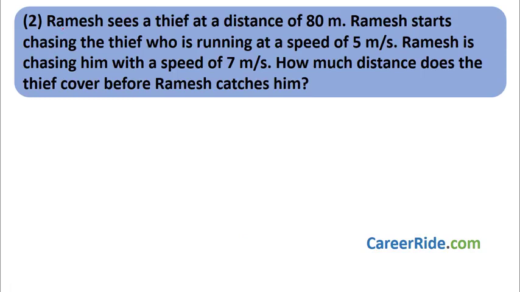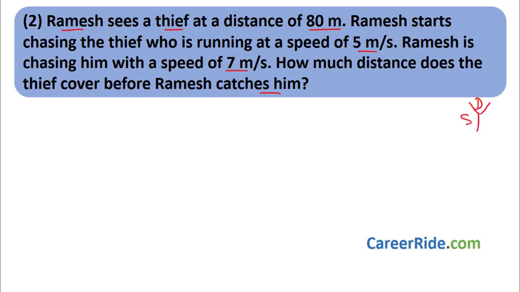Question number 2. Ramesh sees a thief at a distance of 80 meters. Ramesh starts chasing the thief who is running at the speed of 5 meters per second. Ramesh is chasing him with the speed of 7 meters per second. How much distance does the thief cover before Ramesh catches him? Again, very easy sum. This is our speed distance time sum.